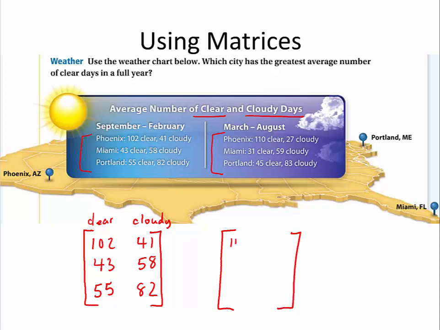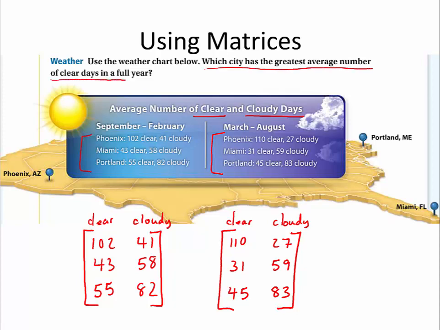And it says here Phoenix is 110, 27, 31, 59, 45, 83. And again, the first column is clear and then cloudy. All right, so it says here, which city has the greatest average number of clear days in a full year? Now it says here, these numbers are based on average number. So all we have to do is add in order to get the totals.